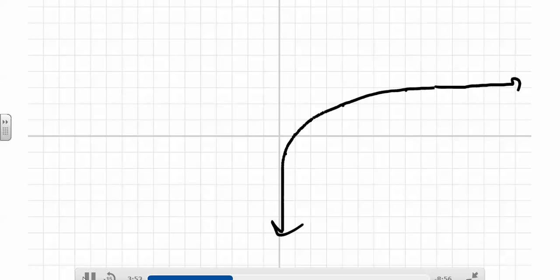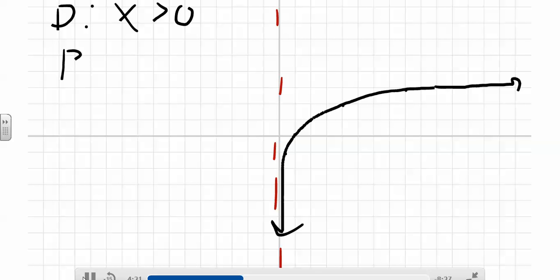Okay. So some of our key features, really quickly, domain. All logs have a vertical asymptote. This graph has a vertical asymptote right on the y-axis, so at x equals 0. So the domain is x values that are greater than 0. You can only take a log of a positive number. Range, you have one arrow that points down. This one is going to keep going up on this end. Even though it looks like it flattens out, it's still increasing. So your range is all reals.